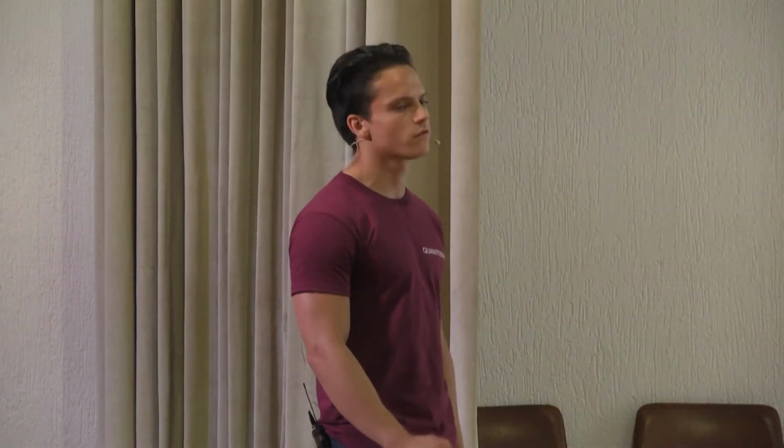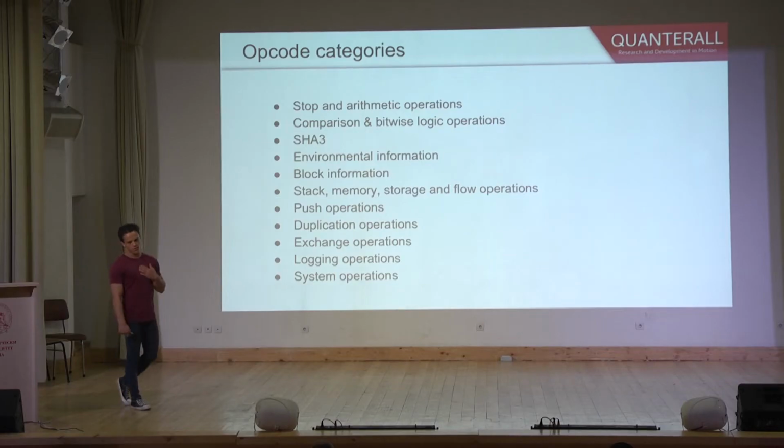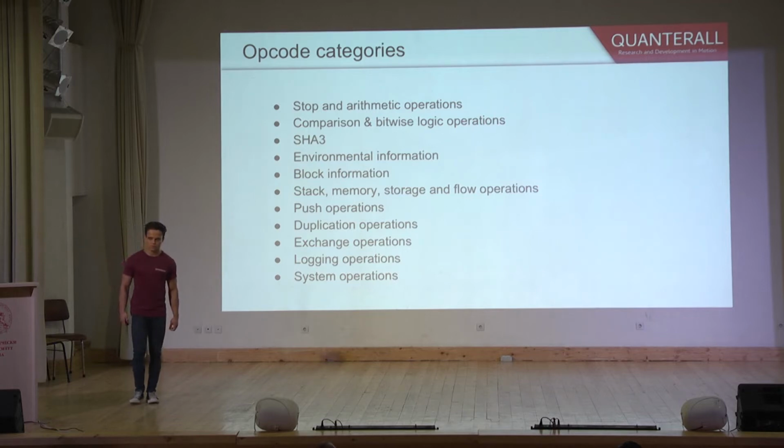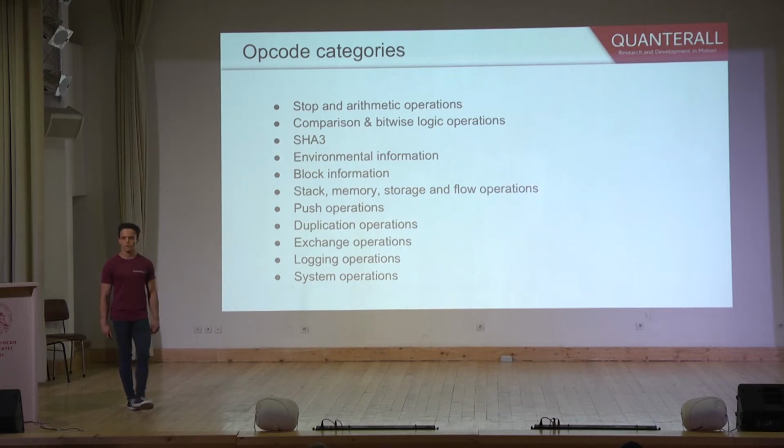Next up is the environmental information. Those are opcodes that provide access to all the environmental data that I mentioned above, together with some instructions that provide access to external accounts' code. Next up, we have block information, which are instructions that provide data for the current block. And we have the stack, memory, storage, and flow operations. Those are instructions that obviously provide access to the internal virtual machine modules.